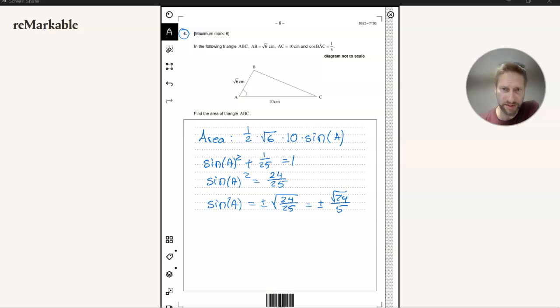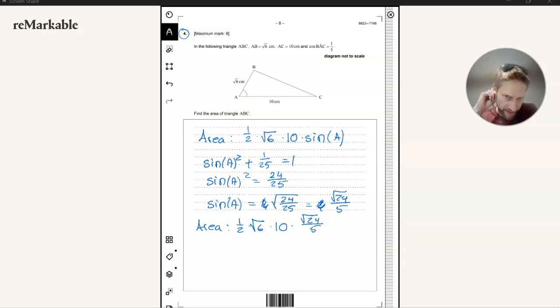Again, that's the sort of thing you don't really want to happen at paper 1, because it looks pretty awful. You can start out by realizing that this plus minus, in this case, we can ignore, because the sine of the angle A is going to be positive when A is an angle in a triangle, because it's going to be smaller than 180 degrees. So we ignore this, and we can really just attack it. We have the area, and this becomes 1/2 times the square root of 6 times 10 times the square root of 24 over 5.